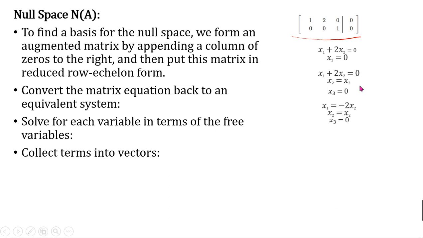So first, let us write these equations in terms of free variables. We can write x1 is equal to minus 2 times x2, x2 is equal to x2, x3 is equal to 0. Write in terms of vectors. LHS can be written as x1, x2, x3. RHS can be written as minus 2x2, x2 and 0. Okay.